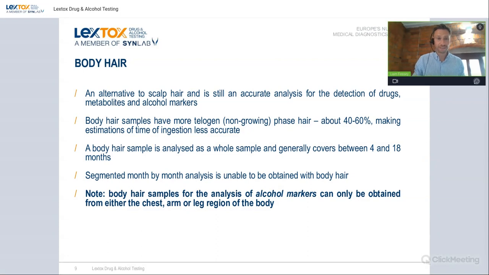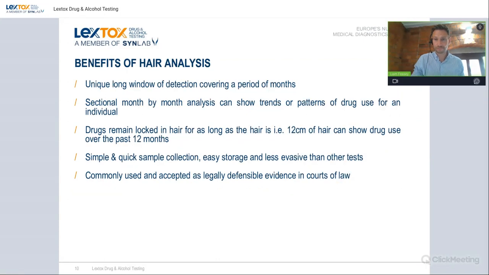Now, with the drug analysis, we can detect drugs or use body hair from anywhere on the body. In respect of alcohol, we can only collect and analyze hair from the chest, forearm, or leg regions. So there is a difference in the types of body hair that can be used between the drug analysis and the alcohol analysis.